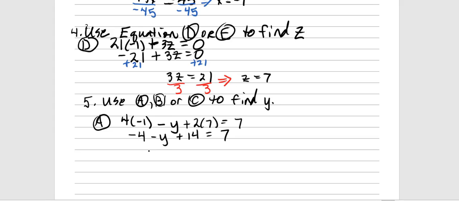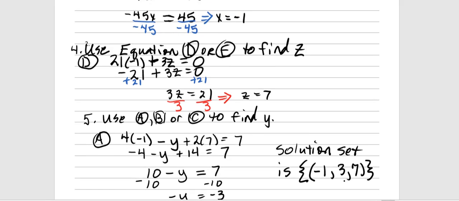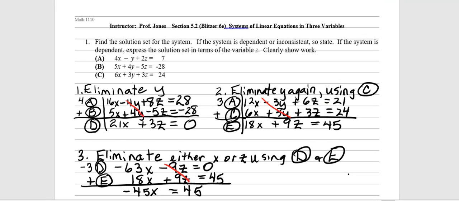Negative 4 plus 14 is 10. 10 minus y equals 7. So I'm going to subtract 10 from both sides of this equation. Negative y is equal to negative 3. And now I'm going to multiply both sides of this by negative 1 to get y equals 3. So the solution set is the set that contains the ordered triple, negative 1, 3, 7. So there's one and only one point that all three equations have in common. And remember, each equation represents a plane.